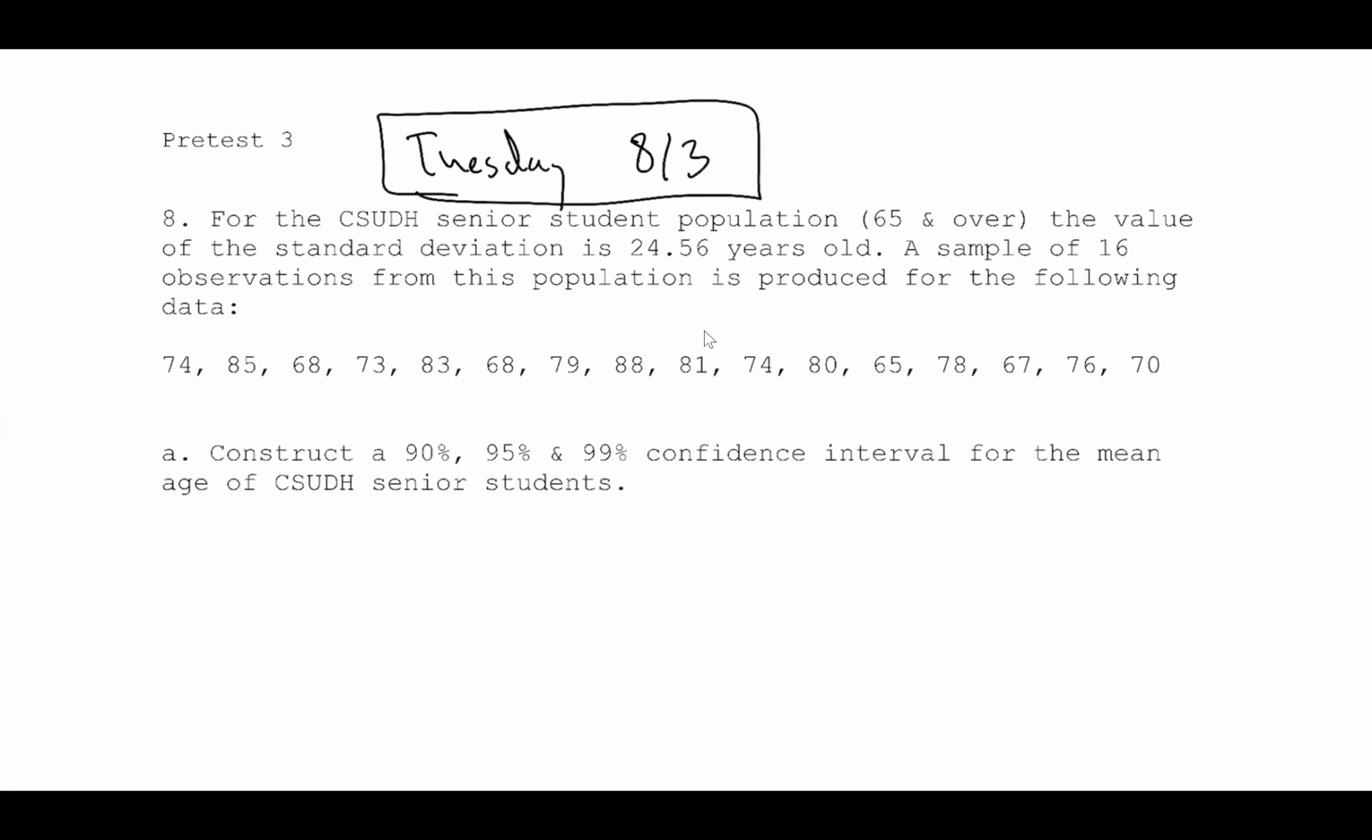So if you look at the problem, it says for the CSUDH senior student population 65 and over, the value of a standard deviation is 24.56 years old. All right, so if you notice, they gave us a standard deviation of 24.56. But does that sentence say anything about a sample, or tell you how many people they sampled? No. They don't tell you that they took a sample of 10 or 20 seniors from CSUDH. Pretty much they're saying it is 24.56 years old. So that's our standard deviation, but more importantly, that's of the population.